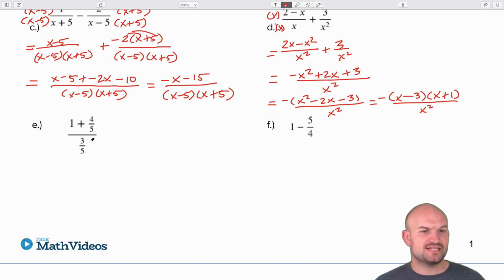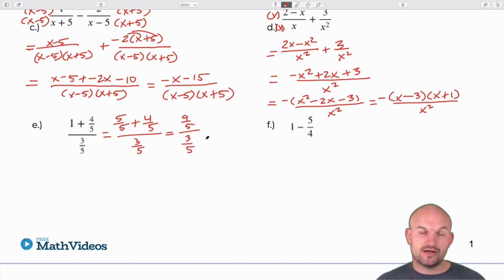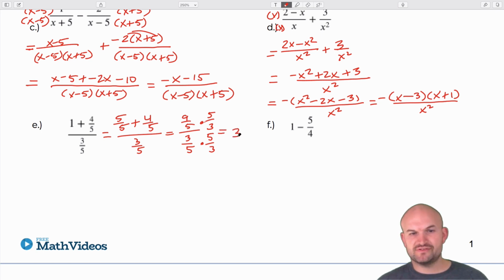So there's a couple different ways we could do this. You could convert the 1 into 5 over 5, plus 4 over 5, over 3 over 5. And then you could just combine these fractions to 9 over 5 divided by 3 over 5. And remember, dividing by a fraction is the same thing as multiplying by the reciprocal. So therefore, that just gives you the answer 3. And there's nothing really wrong with that.